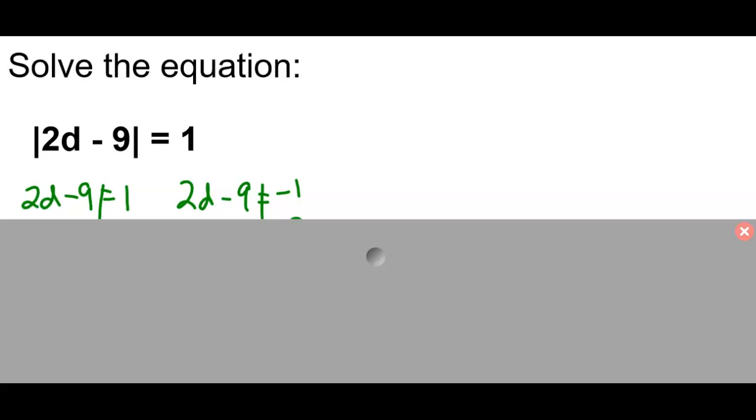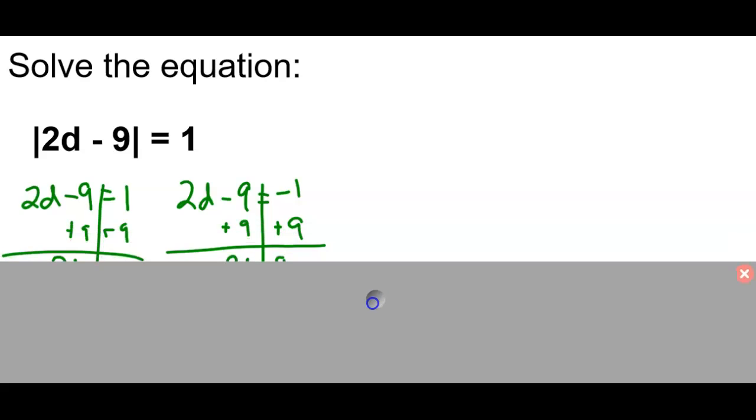Now, how am I going to undo that? What do I have to get rid of first? Do I have to get rid of the 2 first, or do I have to get rid of the -9? Again, I'm hoping that you said the -9 because that's being subtracted from the d, and the 2 is being multiplied by the d. Okay, so I can do that in both equations right away.